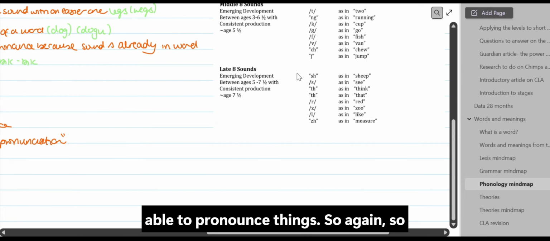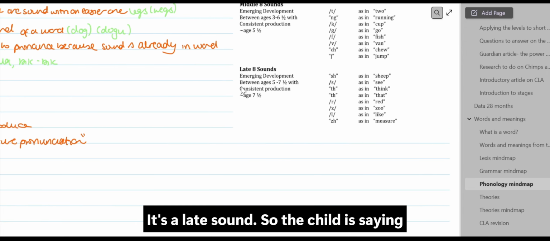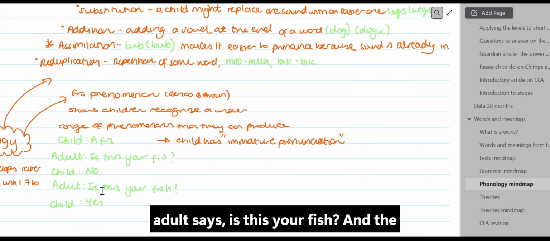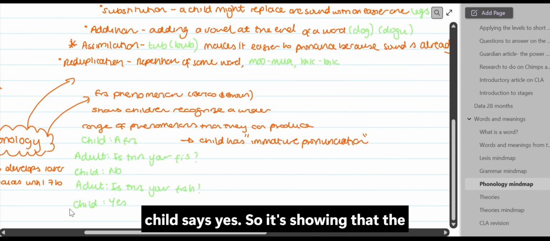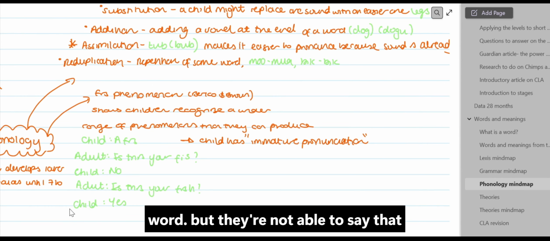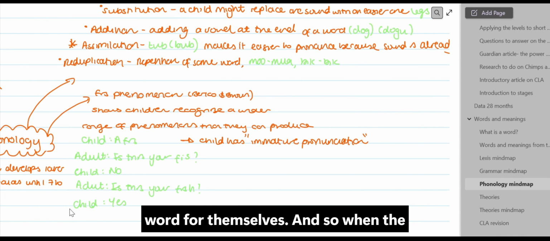So again, the sound comes to them later on. It's a late sound. So the child is saying a FIS, and the adult says, "Is this your FIS?" And the child says, "No." Then the adult says, "Is this your fish?" And the child says, "Yes." So it's showing that the child can understand mentally that it's supposed to be fish. That's the correct word, but they're not able to say that word for themselves.